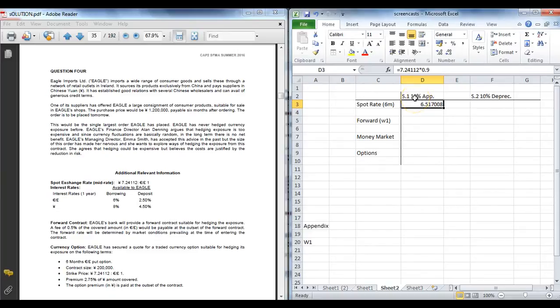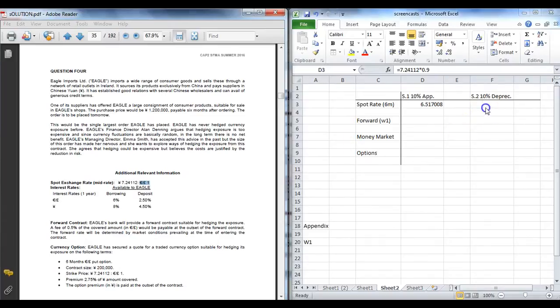And a lot of students get confused, and ask why would the spot rate be falling if it's appreciating? But you have to think about it in euro terms. If the Chinese yuan is appreciating, that means the euro is depreciating. So 1 euro is going to get you less Chinese yuan. So it's slightly counterintuitive in terms of how you look at it at face value.